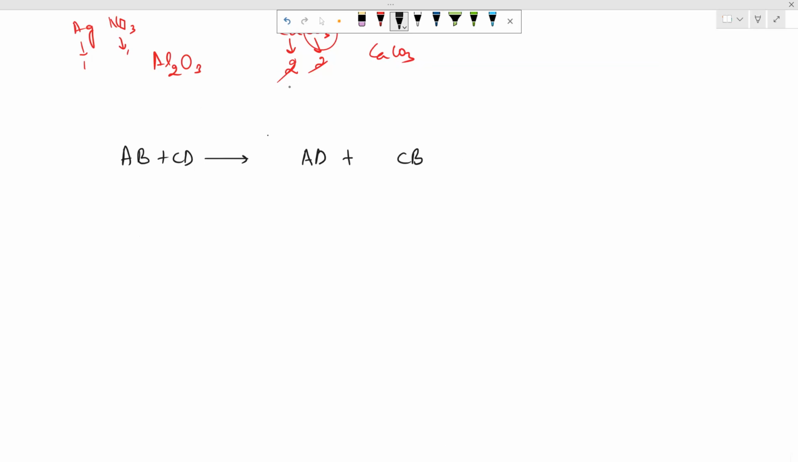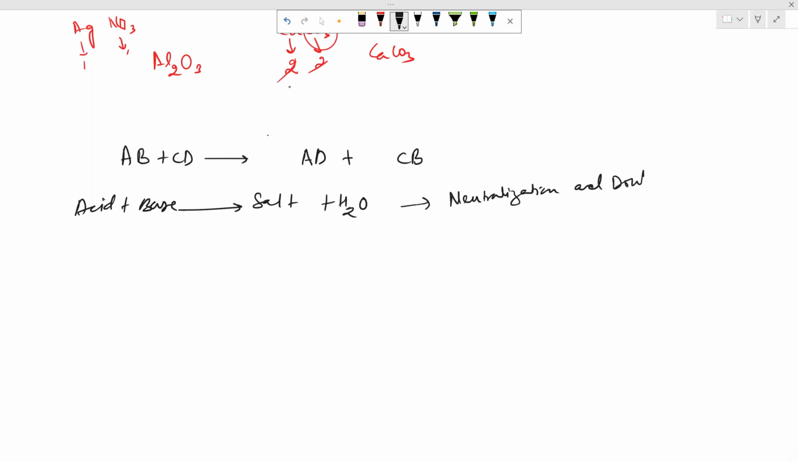So the reaction between acid plus base will give you salt and water. It is also a double displacement reaction. It is neutralization, and double displacement, as well as exothermic reaction.